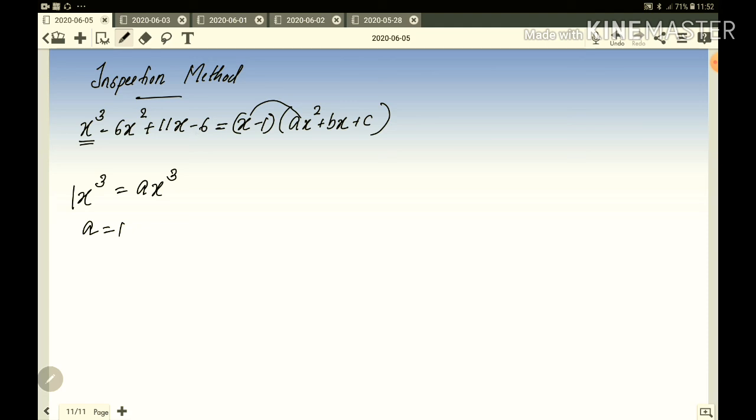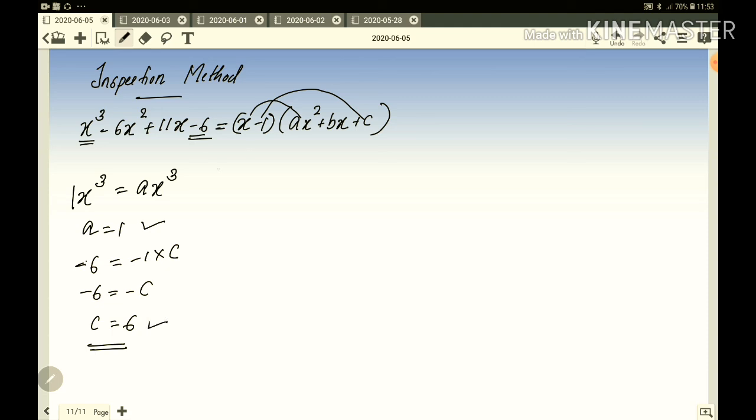Now we can do the same for the constant. What is the constant on the left hand side? Minus 6, isn't it? Then the corresponding constant, the final product on the right hand side, how do you get it? Minus 1 has to multiply c, isn't it? That is, minus 6 must be equal to minus 1 times c, that is, minus 6 is equal to minus c. Therefore, c is equal to 6. We got it. So we have a as 1 and c as 6.